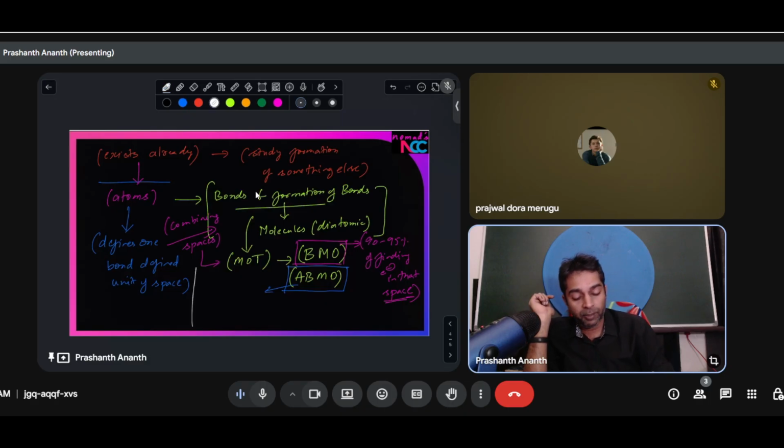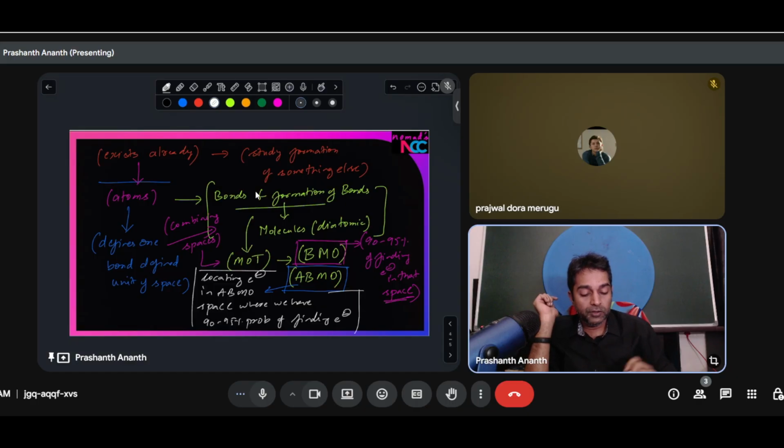What is this equation going to be? This is going to be locating the electron in ABMO space, where we have 90 to 95% probability of finding the electron in that space. So this is basically the definition of bonding molecular orbital and anti-bonding molecular orbital. That is why they are defined as a pair.